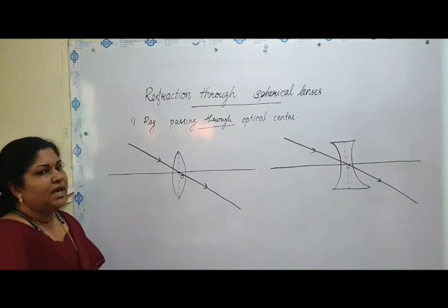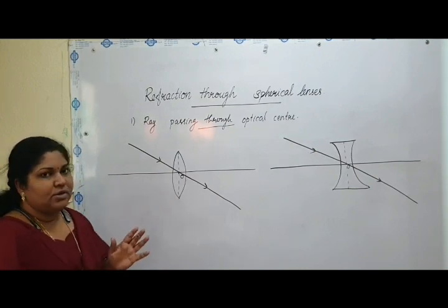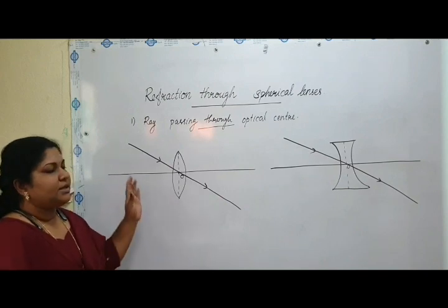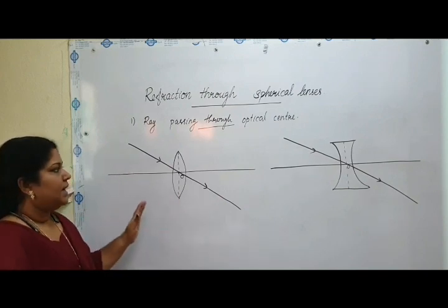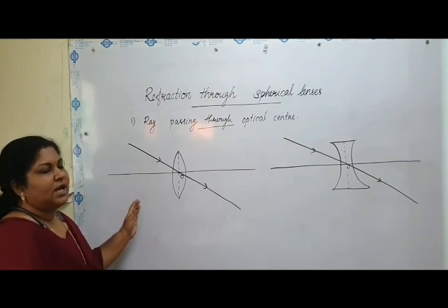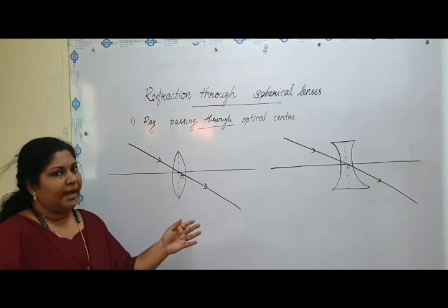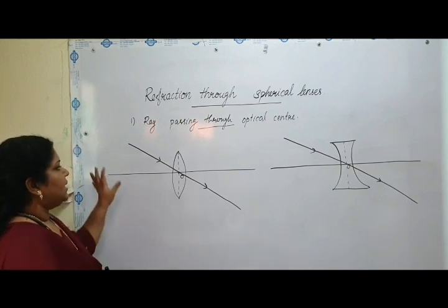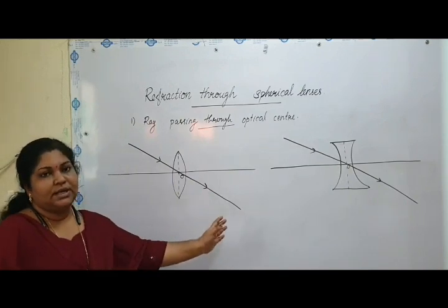First type of ray is a ray which is coming parallel to the principal axis. After refraction it will pass through the focus. Second type of ray is a ray which is passing through the focus. After refraction it will go parallel. And third type of ray is the ray which is passing through the optical center.